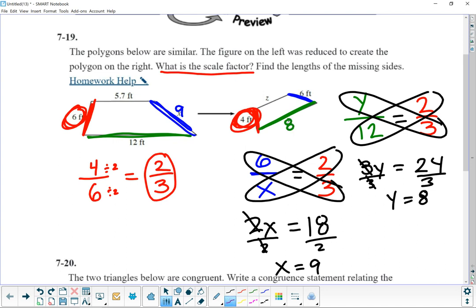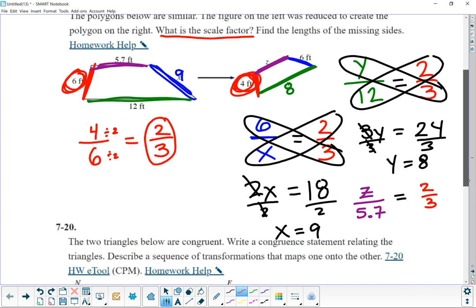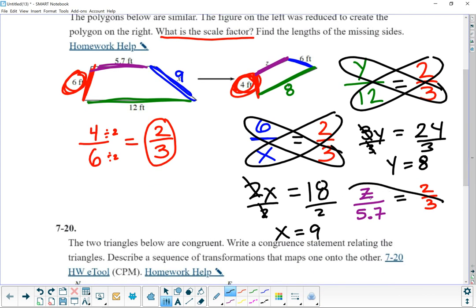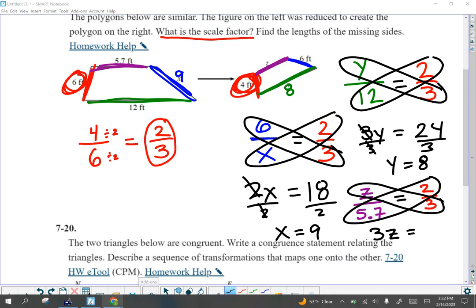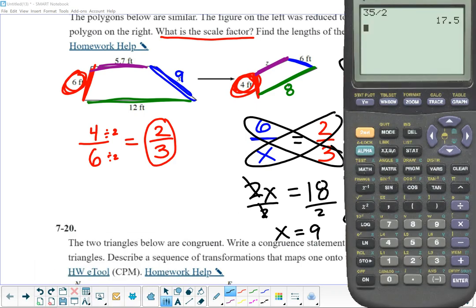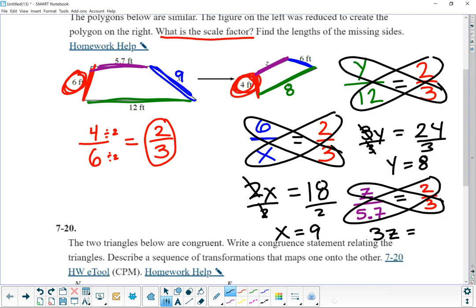Okay, and let's do the last one. We've got z. So we'll write here z over 5.7. We might need a calculator for this. And that's going to equal our scale factor, which is 2 to 3. So you're going to do the cross multiplication. 3z equals 2 times 5.7. I'm going to pull up my calculator. So 2 times 5.7 gets me 11.4.